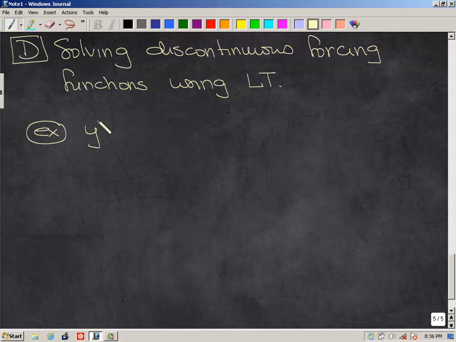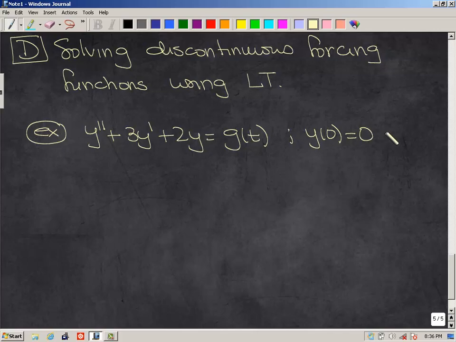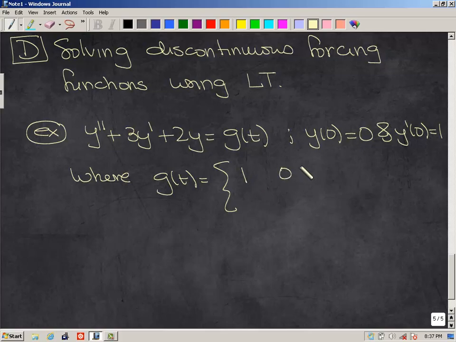So we have y double prime plus 3y prime plus 2y is equal to g of t, where g of t is my forcing function. They've given us some initial conditions: y of 0 is equal to 0 and y prime of 0 is equal to 1. This is the example I started this section with, the motivation of this section, if you go back and look at it. Okay, so we're going to do this same problem using Laplace transforms, where g of t is equal to 1 if t is between 0 and 1, and 0 if t is greater than 1. That's how we define that.